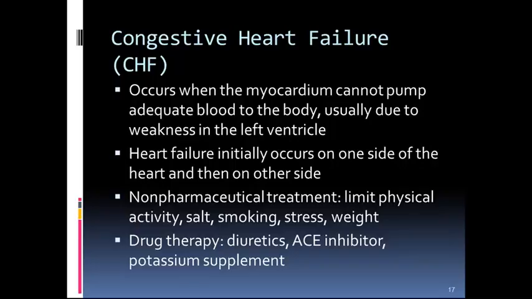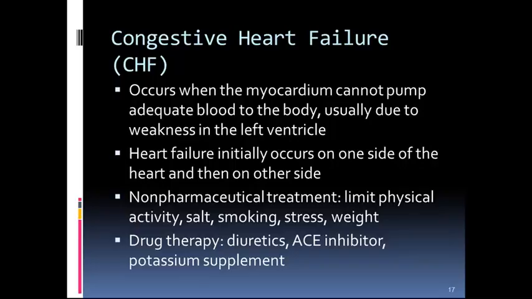Non-pharmaceutical treatments: limit physical activity and limit salt. Usually we say 2 grams of salt or less in the diet a day. Also fluid restriction, less than 1 liter, or less than 8 1/4 cups of fluid a day. This includes your jello, soups, anything that you were to drink. Eliminate smoking and stress that you may encounter, and decrease weight if you are overweight.